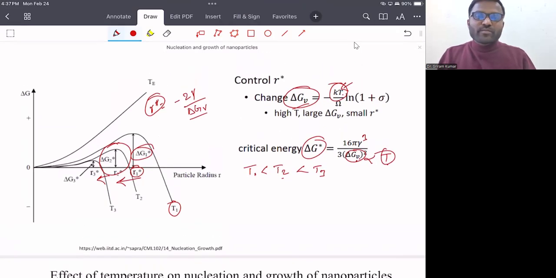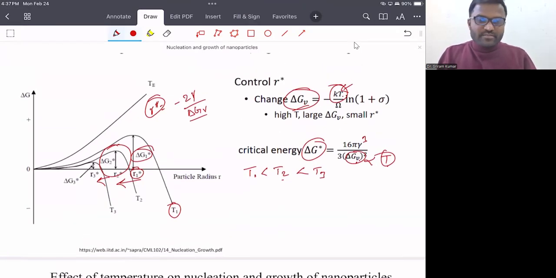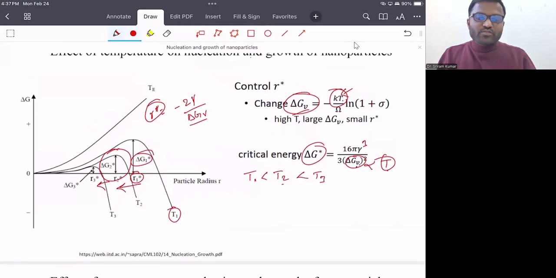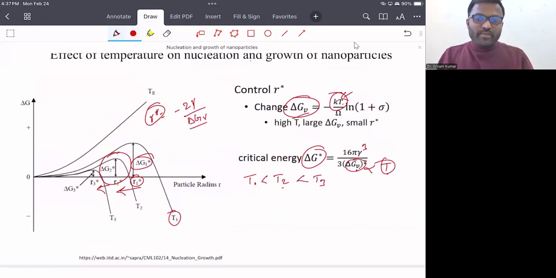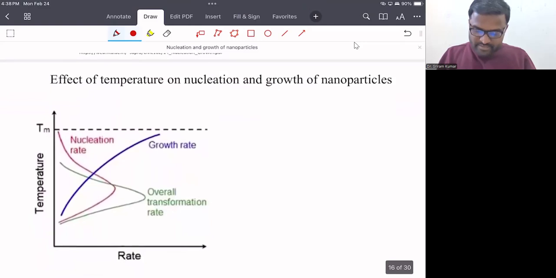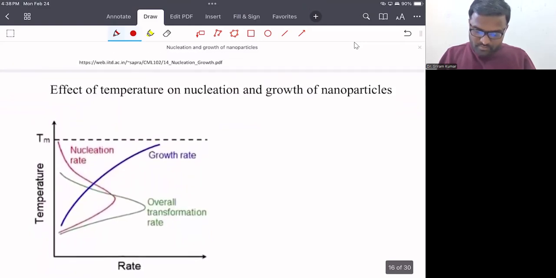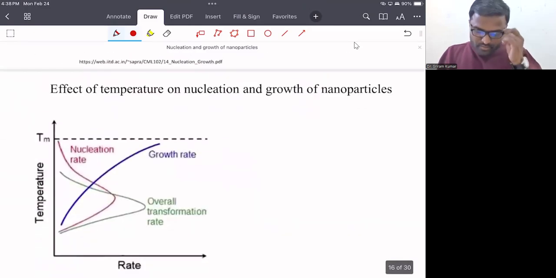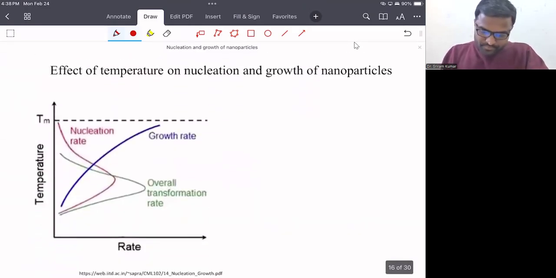If you want to control the particle size, maybe if you want to make smaller particles or bigger particles, based on that you can control the temperature of the reaction, and through that reaction we can understand the rate of the nucleation process and the growth process, right?